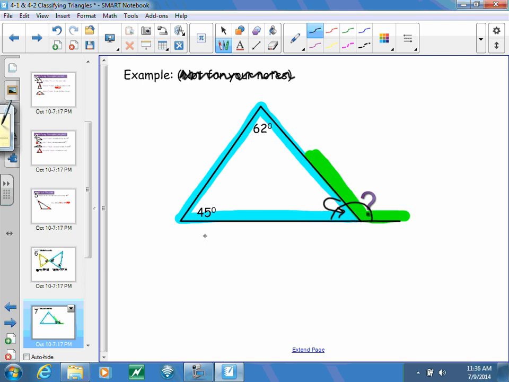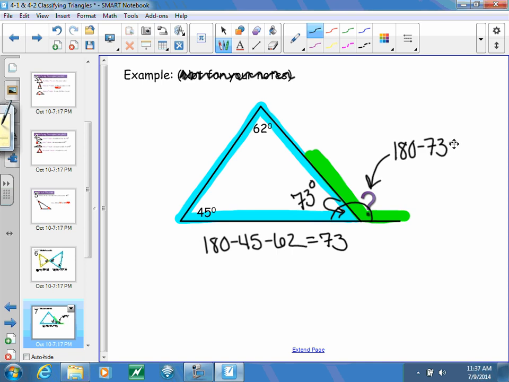So I'm going to take 180 degrees, subtract 45 degrees, and then subtract 62 degrees. That ends up giving us 73 degrees. So here we have an angle of 73 degrees. Now, if this angle here is 73, the green angle has to be supplementary to that. If they're supplementary, they add up to 180. So to find our question mark, we take 180, subtract 73, and we end up with 107 degrees. And that gives us our green angle.